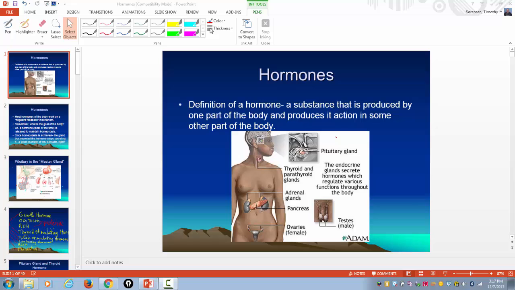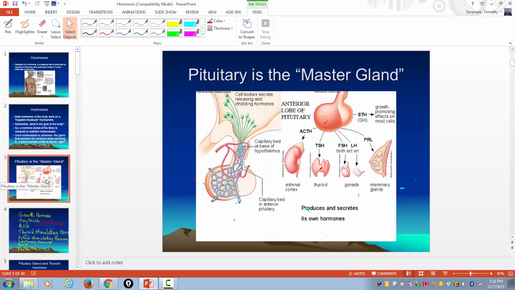And today we're going to go over the hormones. And specifically, what I'd like to do is go over the specific hormones of the pituitary gland. Now, the pituitary gland is kind of unique. It's referred to as the master gland, or I like to call it gland master P. Get it? Gland master P.